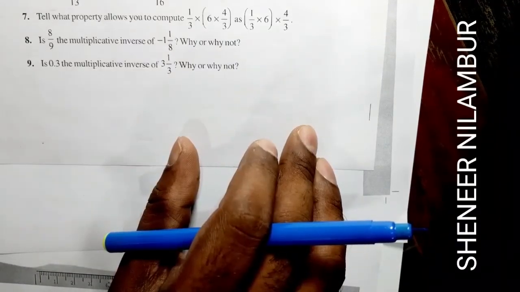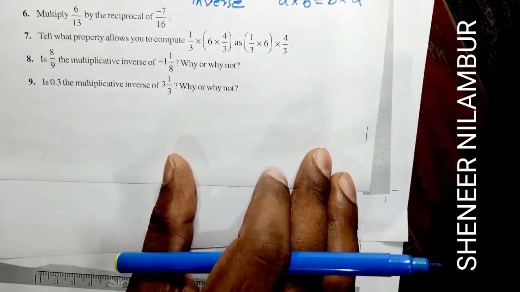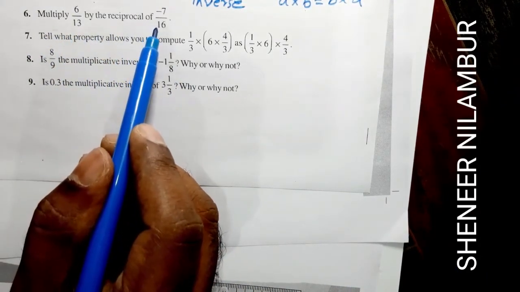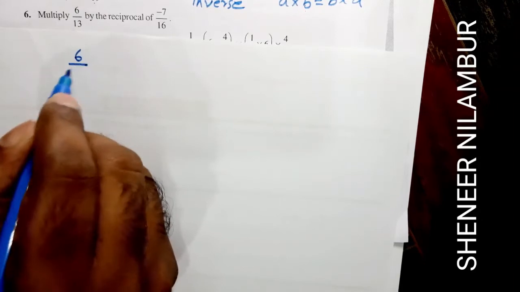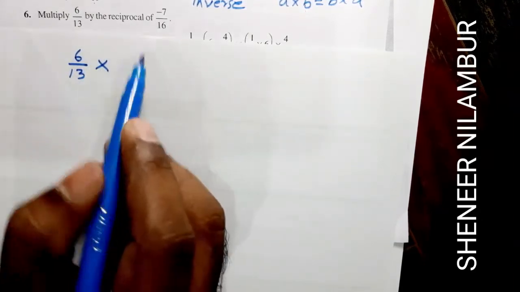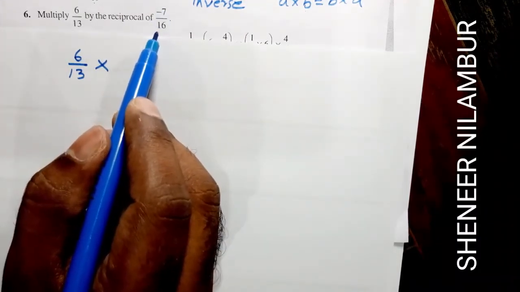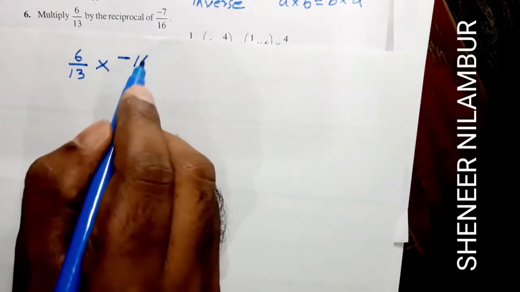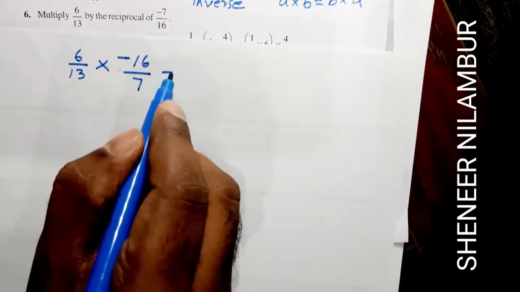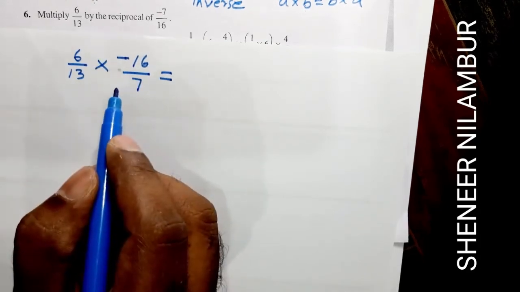Now we can go to question number 7. Sorry, before that, 6. In question number 6, multiply 6 by 13 by the reciprocal of minus 7 by 16. So this is the question. We need to multiply 6 by 13 into the reciprocal. Reciprocal means the denominator will go to the numerator and the numerator will come to the denominator. The negative symbol we can give on the numerator, no problem. So 16 goes to the top, it will be minus 16 by 7, which is equal to, we can multiply 6 into minus 16 and 13 into 7.